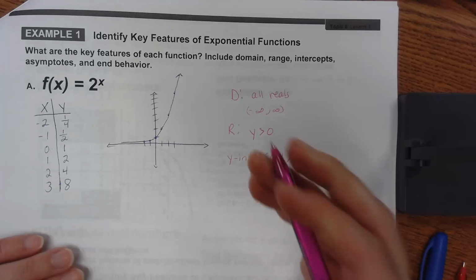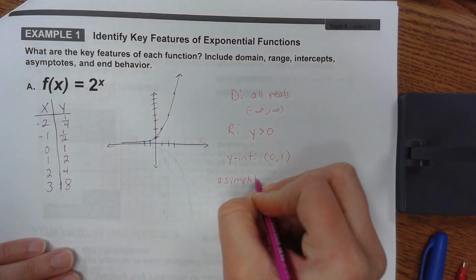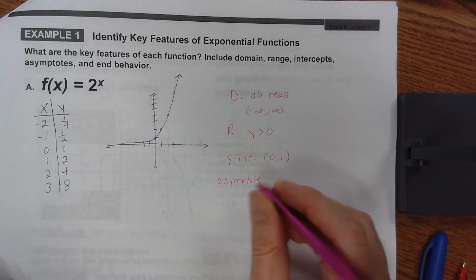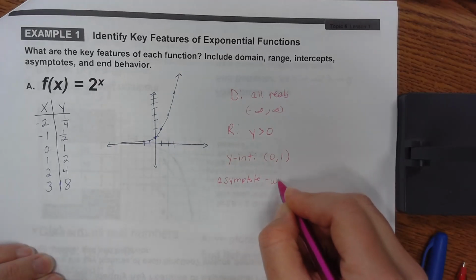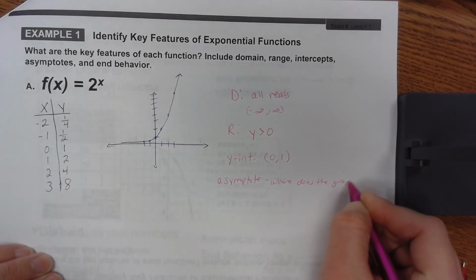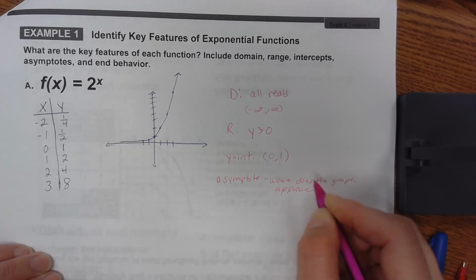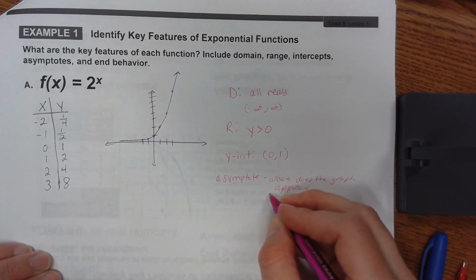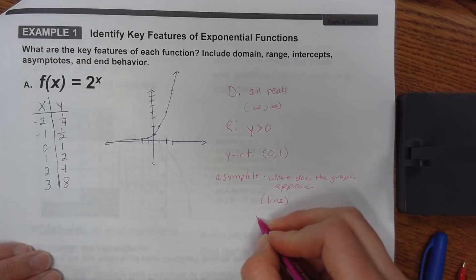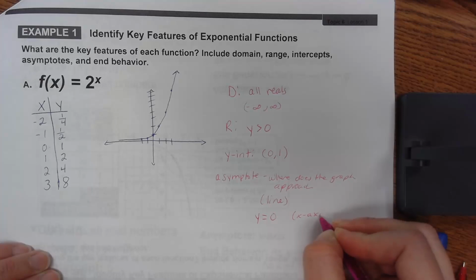Okay. We got asymptote. Okay, so this is where the graph approaches. And that would be 0. Now, this is going to be a line. And so we're going to say y equals 0, or in other words, that is the x-axis.